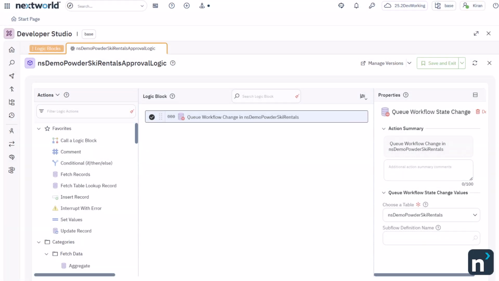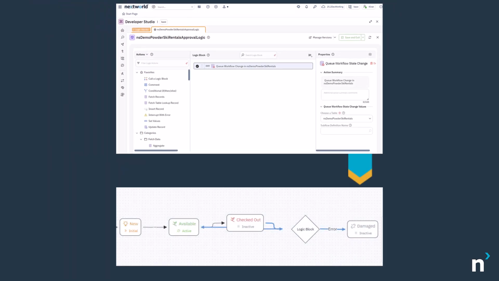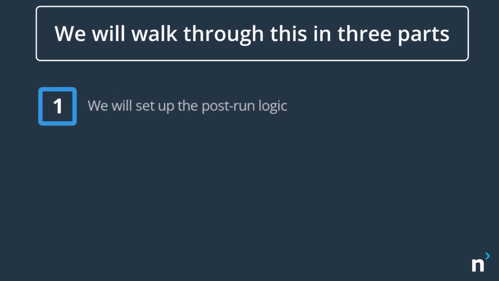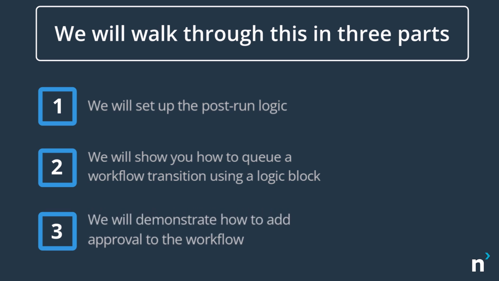We'll manage this process using an approval logic block, which will now connect to our existing workflow. We'll walk through this in 3 parts. First, we will set up the post-run logic. Next, we'll show you how to queue a workflow transition using a logic block. Finally, we'll demonstrate how to add approval to the workflow.